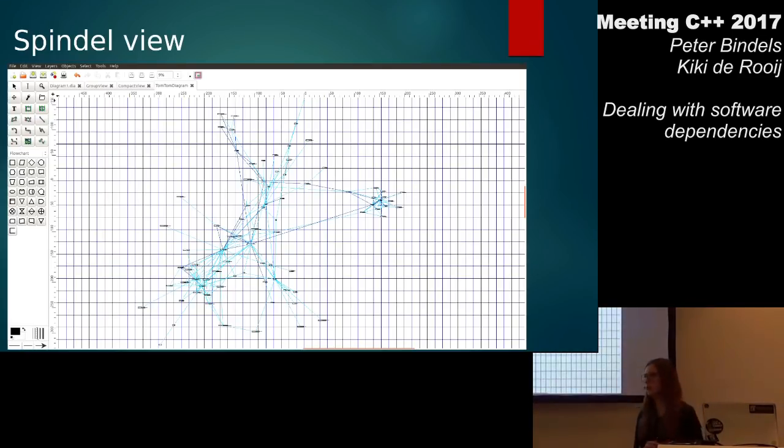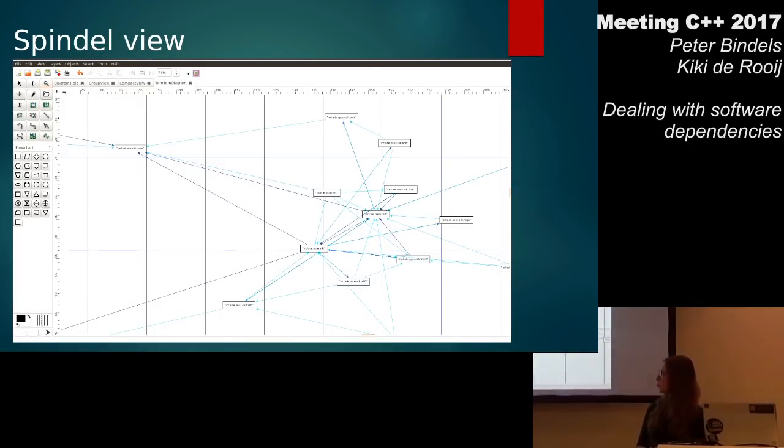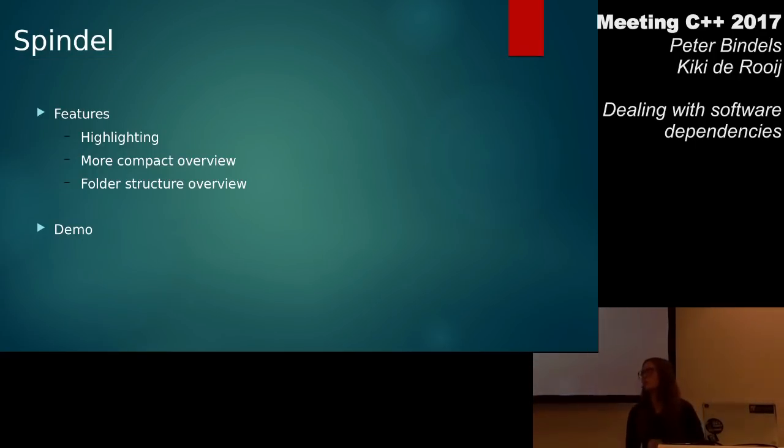So the output of Spindel looks like this if we are completely zoomed out. So it's a big project, there are still lots of components. But if we zoom in, it looks like this. So there are still a lot of dependencies that go through each other. And depending on your project, the components can be closer to each other, and there may be more lines interfering. But I've added some features for this.